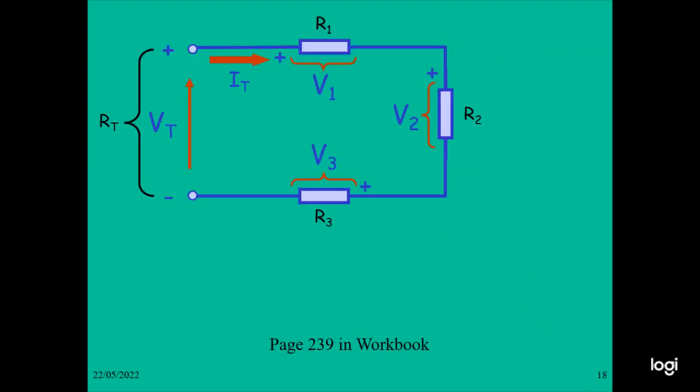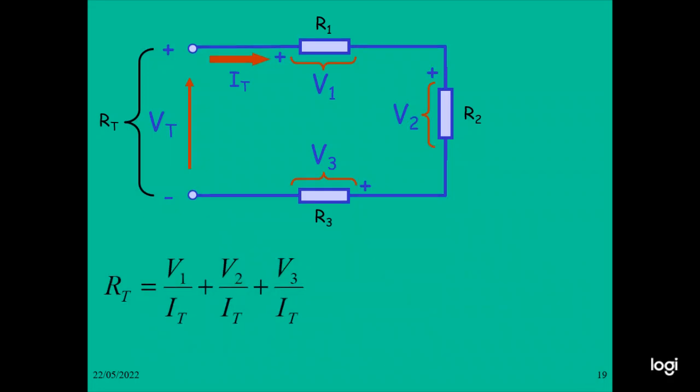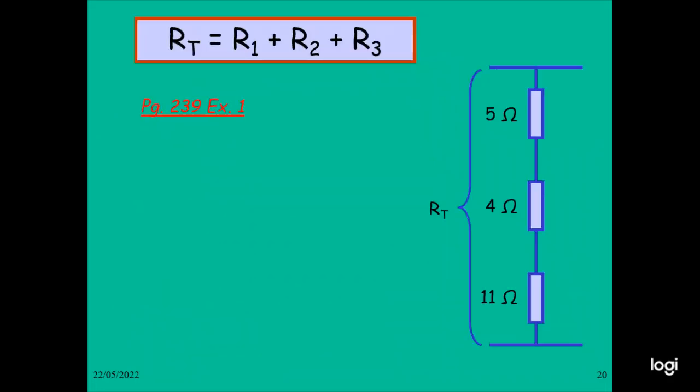So in this case, our total voltage is given, so ID current is flowing. The voltage across R1 is V1, voltage across R2 is V2, and voltage across R3 is V3. So in this case, RD equal to VD by ID. So RD equal to V1 plus V2 plus V3 divided by ID. Therefore, RD equal to V1 by ID plus V2 by ID plus V3 by ID. This equals RD equal to R1 plus R2 plus R3. So this is how Kirchhoff's law applies: RD equal to R1 plus R2 plus R3.